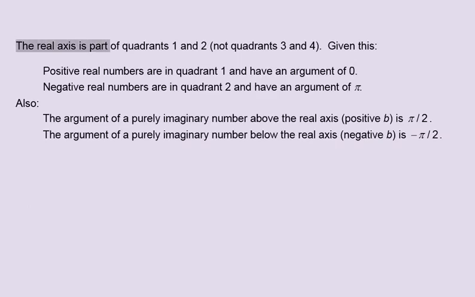The real axis is part of quadrants 1 and 2, not quadrants 3 and 4. Given this, positive real numbers are in quadrant 1 and have an argument of 0. Negative real numbers are in quadrant 2 and have an argument of pi. Also, the argument of a purely imaginary number above the real axis, positive b, is pi over 2. The argument of a purely imaginary number below the real axis, negative b, is negative pi over 2.